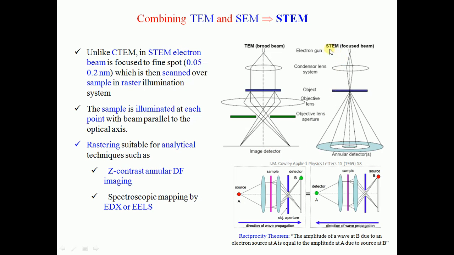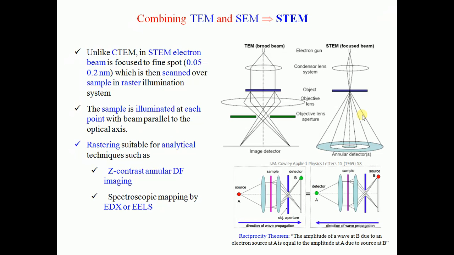Therefore, if the objective lens aperture is kept below the objective lens, for example, then there is an image detector. And in STEM, what do you need? You need a focused beam, and you need raster scanning on the sample. If the beam is not focused, then this will not act as a point source. Keep in mind, you need a focused beam. In conventional transmission electron microscopy, the beam is not focused, while in the case of STEM, the beam is highly focused and the spot size is of the order of 0.05 to 0.2 nanometer, and it is scanned over the sample in a raster way.